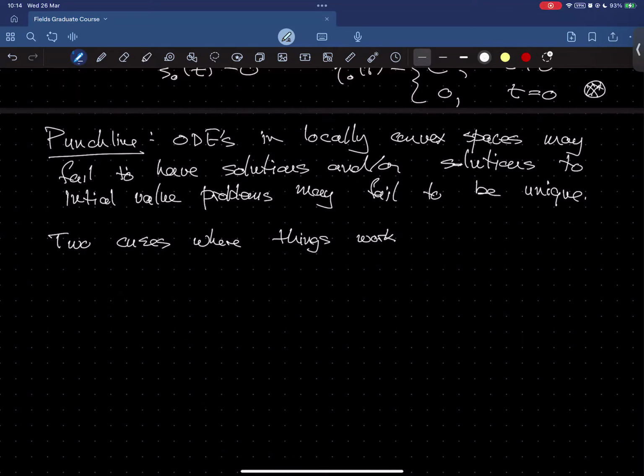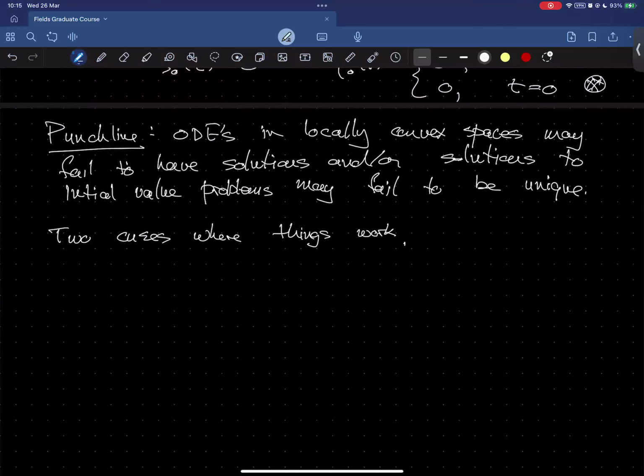Okay. So this difference in terminology between differential equations and integral curves is not always uniform. Very often people will talk about ordinary differential equations on manifolds, and they're talking about what I'm calling integral curves. So I think the punchline is things work well in Banach spaces.